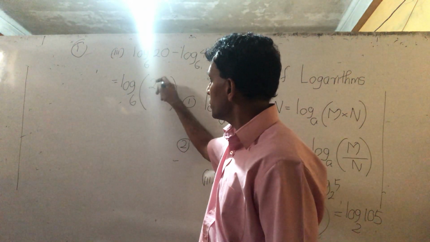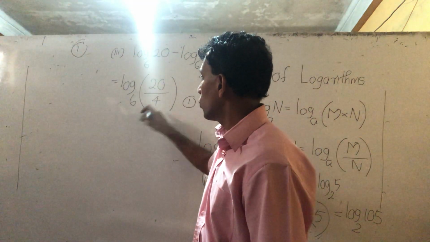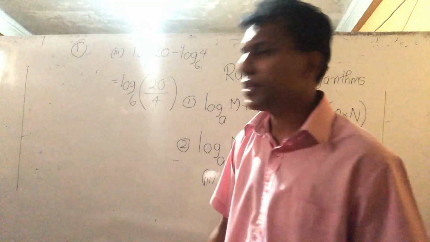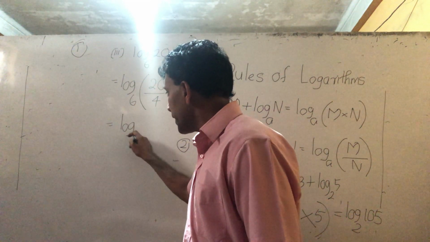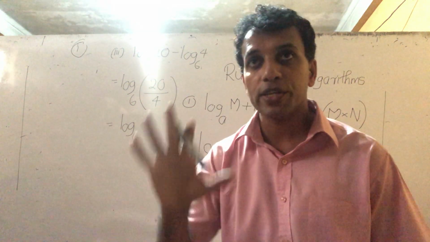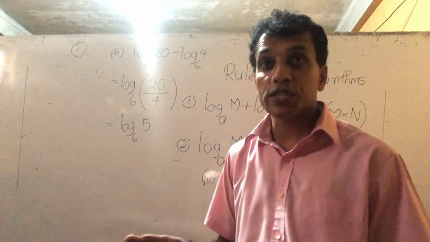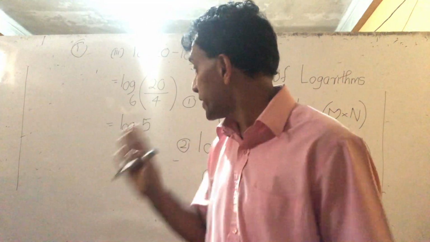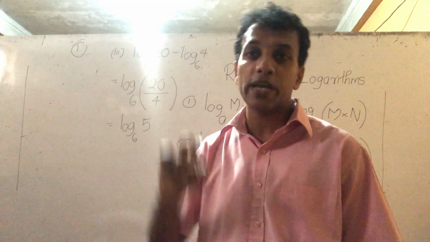20, minus means divide, 4. So what is the answer? Log base 6, 20 divided by 4. 20 has how many 4s? 5 times. So that's the answer. If you say 5, the answer is wrong. If you say 6, the answer is wrong. Everything is log: log 5 to the base 6.